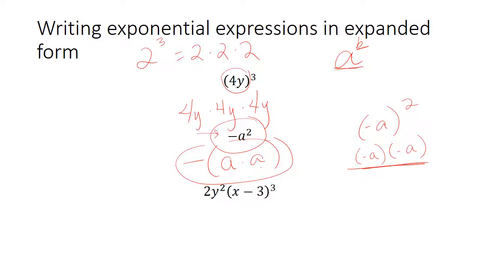All right, this next one in expanded form, this is not raised to this third power here. So we're going to break it all apart. Our 2 has no power, so it's just going to be a 2. Our y is squared, so it would be y times y. And then our x minus 3 is raised to a power, so we would do x minus 3, x minus 3, x minus 3.